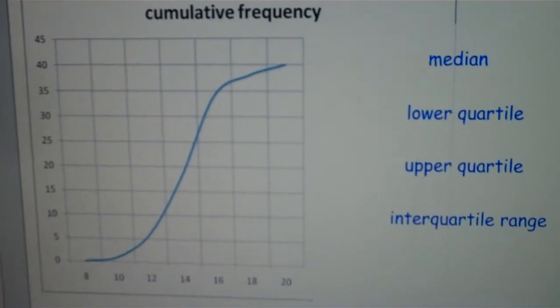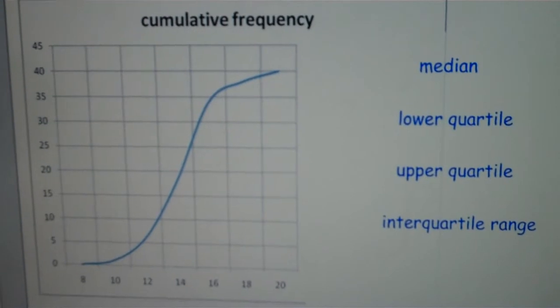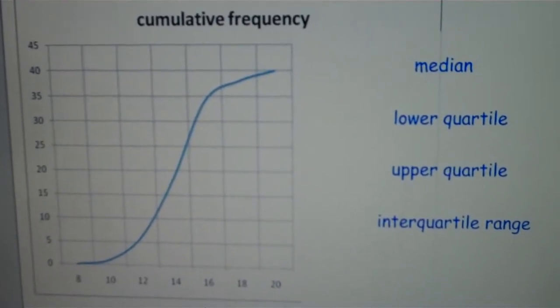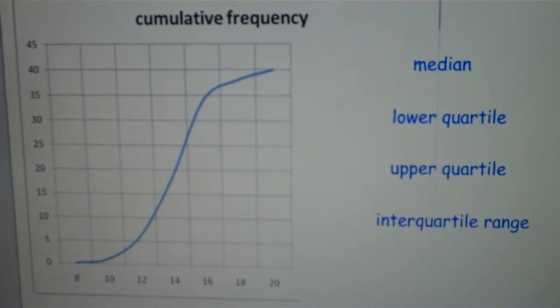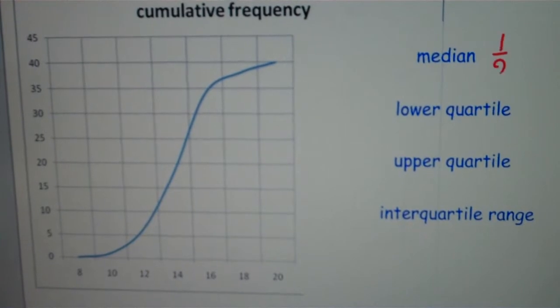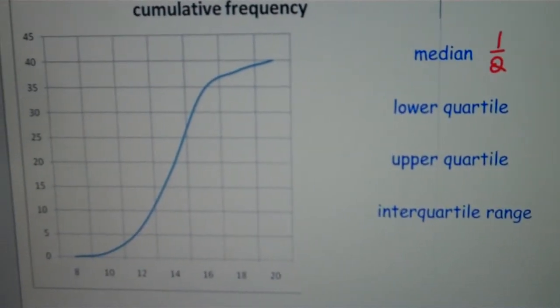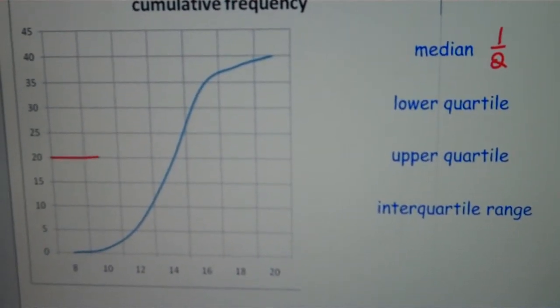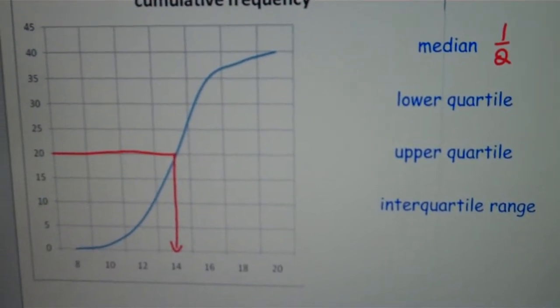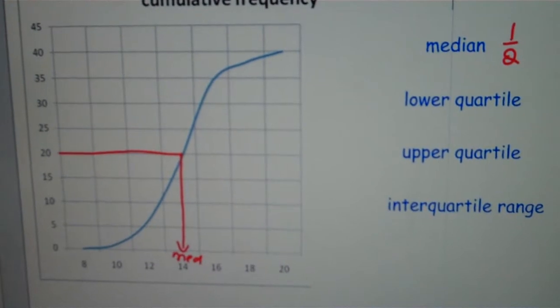If you are asked to read values off, okay, so this particular cumulative frequency curve, you can see the maximum value is 40. So if you're trying to find the median, it's halfway. Okay? So half of 40 is 20, so we'll come across at 20, come down and read off the value. So that is your median.